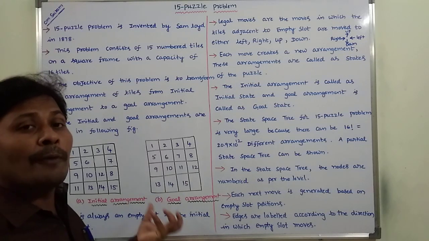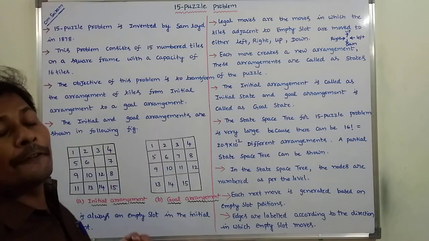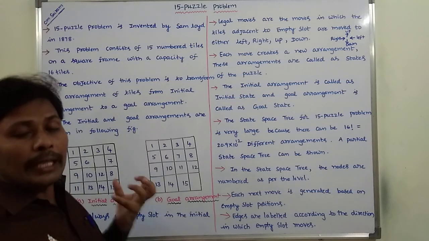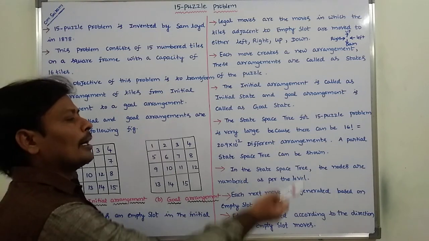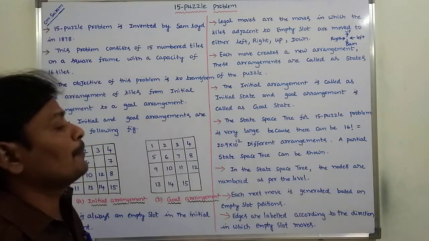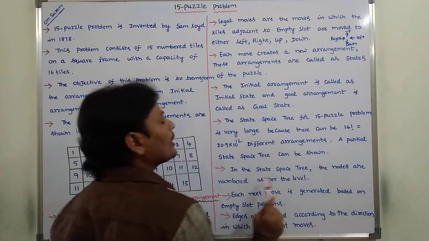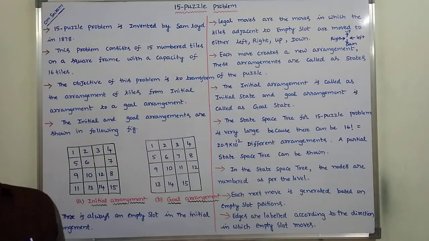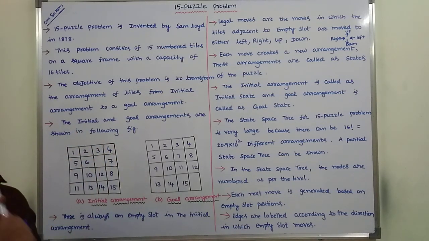So it is very difficult to draw the state space tree for the 15 puzzle problem. Only a portion of the state space tree is shown in the next slide. In the state space tree, the nodes are numbered as per the level. In the first level, only the initial arrangement is there. So that is node 1.